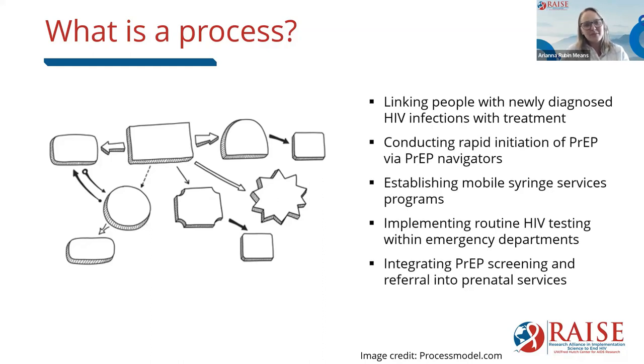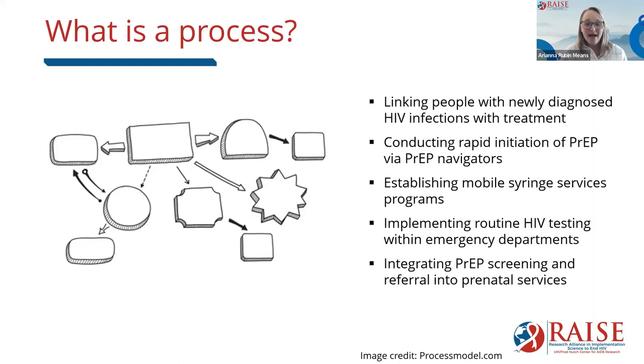So here's just a few examples of processes that I know a number of people on this webinar today work on. Things like linking people with newly diagnosed HIV infections with treatment, conducting rapid initiation of PrEP via PrEP navigators, establishing mobile syringe services programs, implementing routine HIV testing within emergency departments, integrating PrEP screening and referral into prenatal services. These are all examples of processes that we implement or we study.